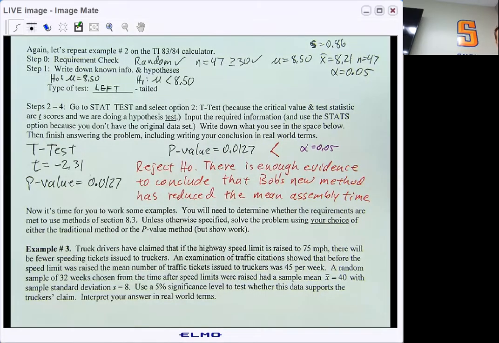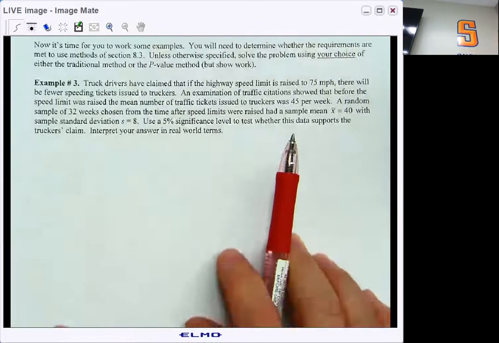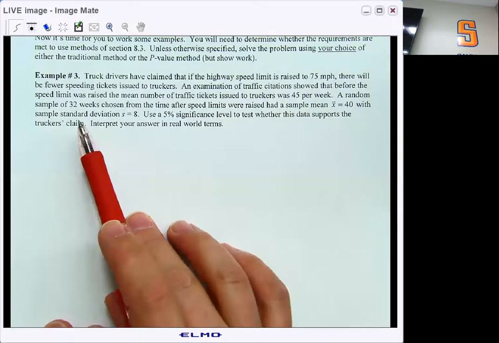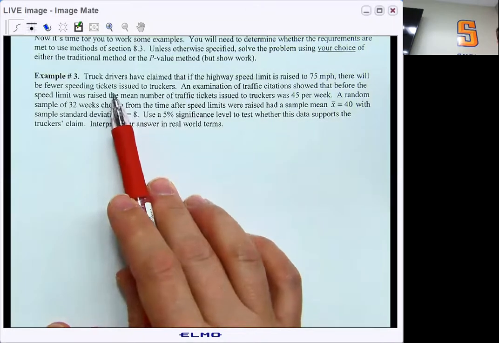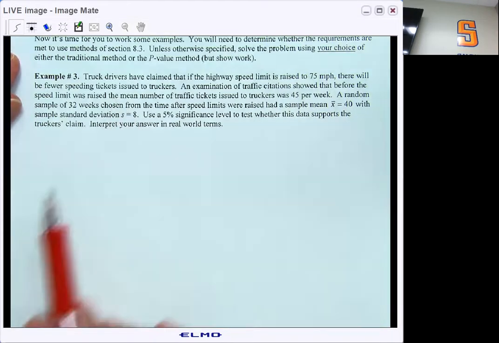All right, hope that's made sense. Now it's time for you to try some problems. And I'm going to let you use your choice of traditional method or the p-value method. And another true story, Bob is my father-in-law, and he worked as a mechanic. He also worked as a truck driver for many years. So this problem refers to him as well, so a nod to him.